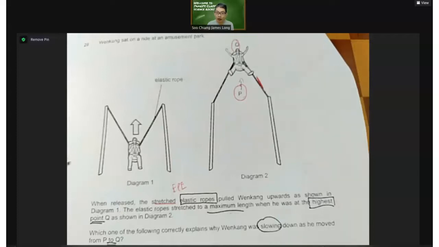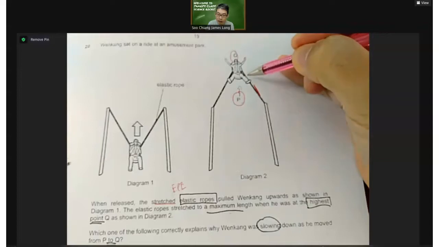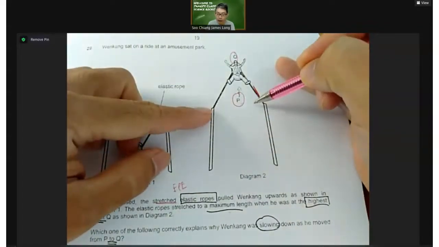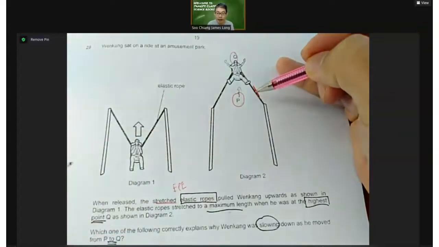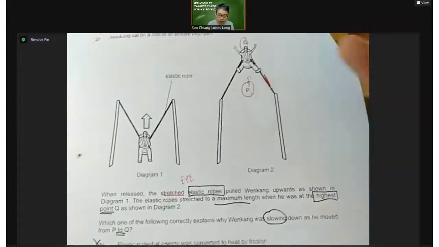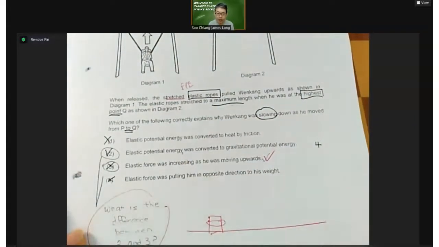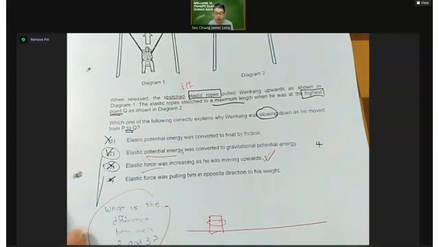And that elastic force is pulling him backwards. The more he stretches this, the more the elastic rope pulls him in the opposite direction. It's like you pulling a rubber band. Now, number 3 is different. You ask what's the difference? Firstly, the difference is that one is in energy, one is in force.